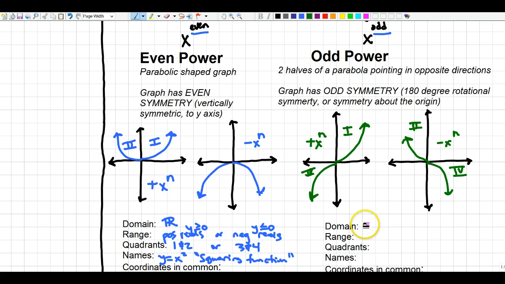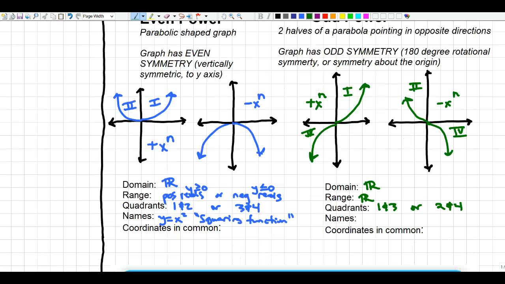So the domain here is going to be the same as it was for the even powers. It's still going to be all reals, but a difference now is that the range is not just positive or negative, because the graph goes up or down forever, so the range is also going to be all reals when it's odd. The quadrants here are either going to be 1 and 3 or 2 and 4. The only one that students need to memorize by name is the cubic function, when you have y equals x to the 3.